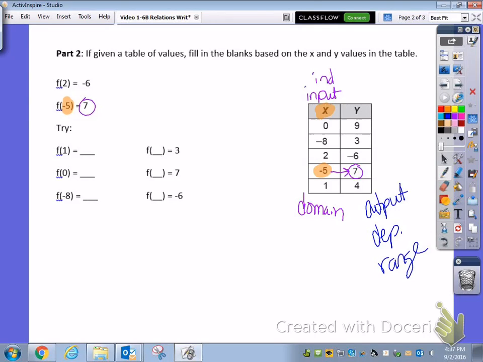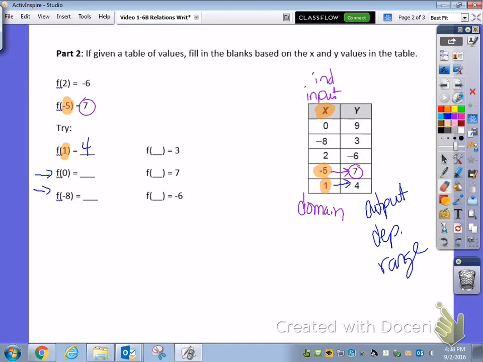So let's look at some of these. Let's say that you have 1 inside the parentheses. So I go to 1 in the x column. Who's it match up with? It matches up with a 4. Okay? And I'm going to let you try these two, because that's similar to what we did a while ago. But now look at the next column. Now this one is different.